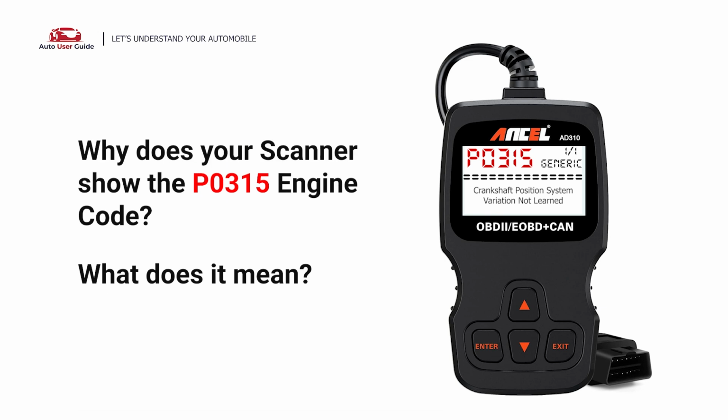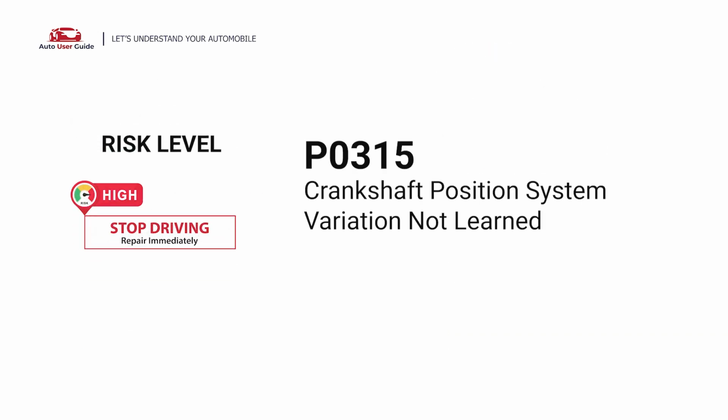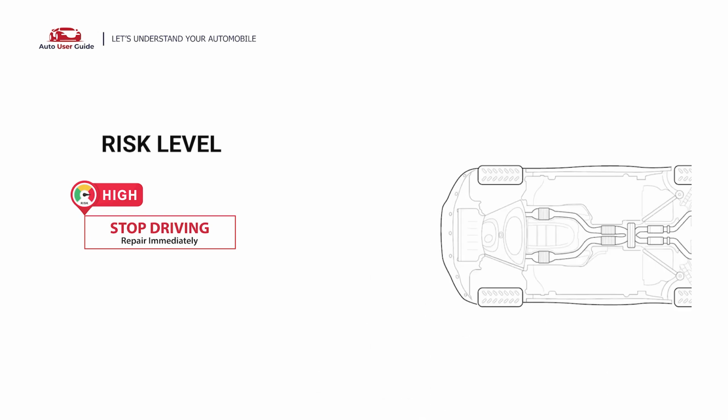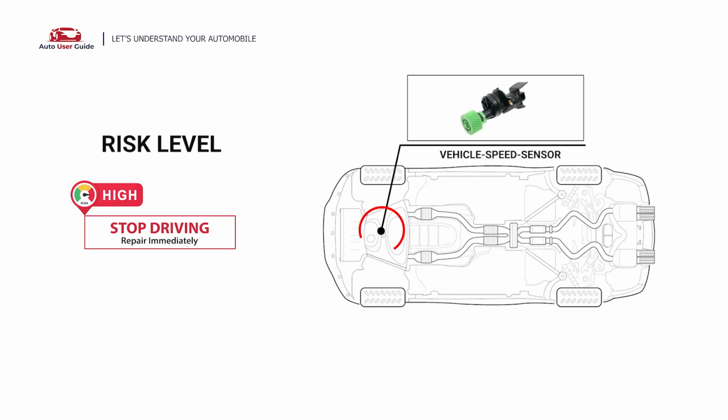Why does your scanner show the P0315 engine code? What does it mean? P0315 is a diagnostic trouble code for crankshaft position system variation, not learn. It indicates that the PCM has detected a fault involving the crankshaft position system. Under this circumstance, stop driving and repair your vehicle immediately.